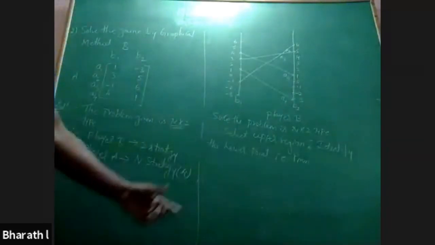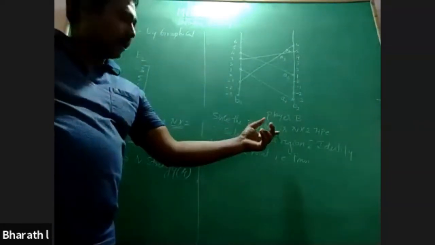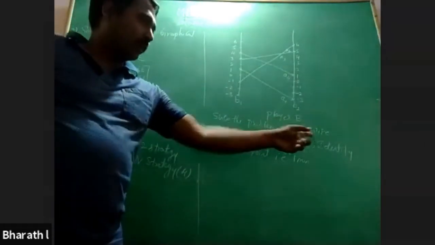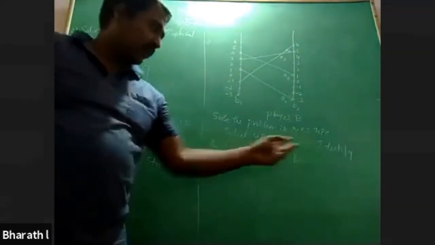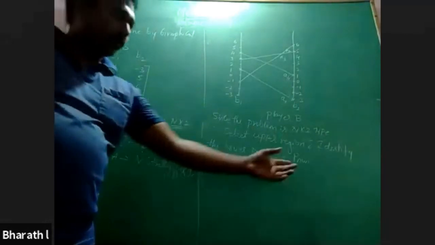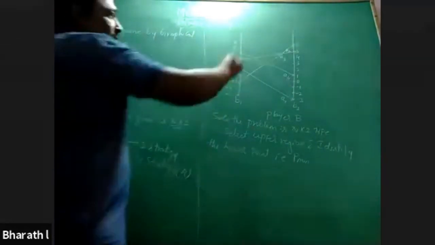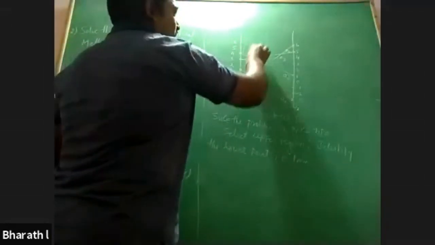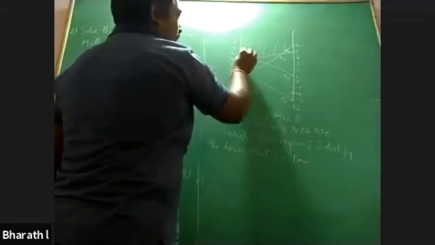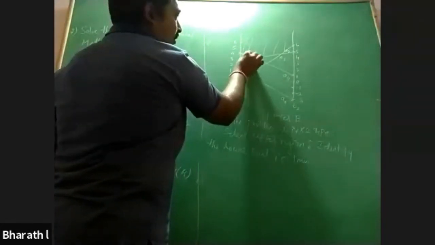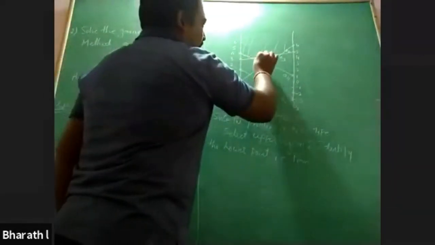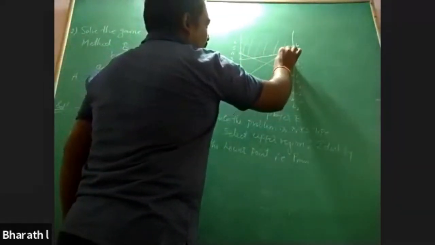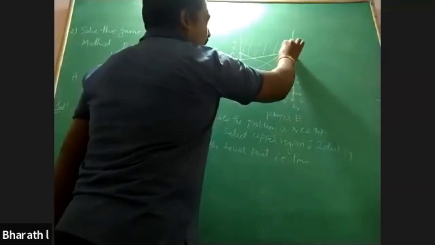Since the given problem is of n cross 2 type, we need to select the upper region and identify the lower point, that is P minimum. You will get this region. We need to start from the corner point. One intersection point you will get. Then you have to proceed in the same direction. You will get one more point. Then we will get this point.